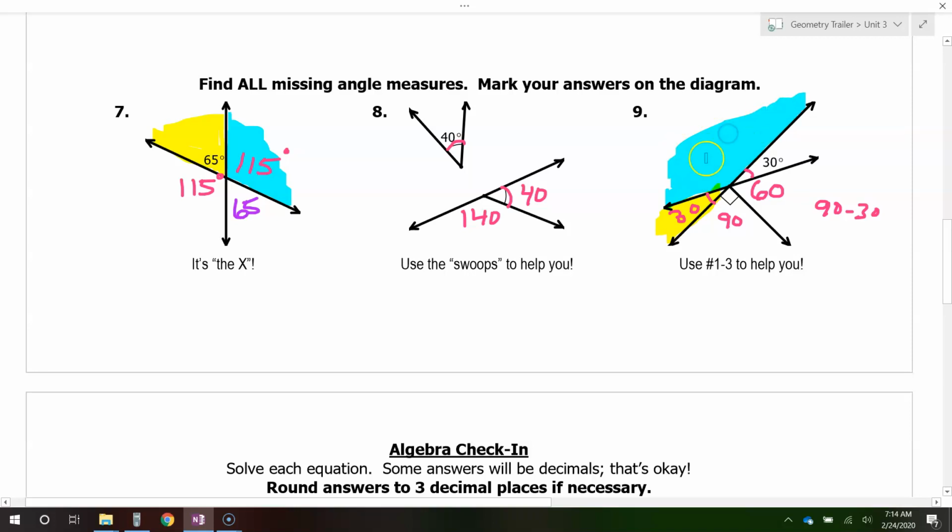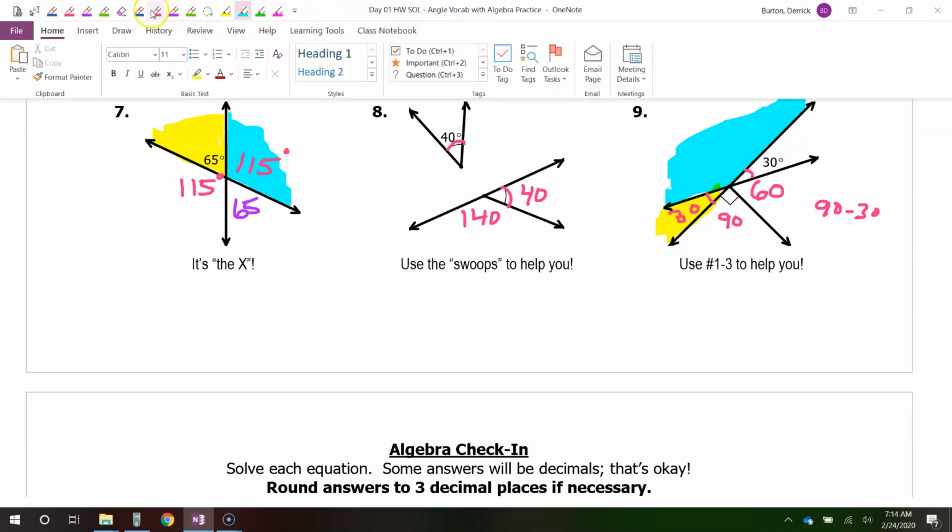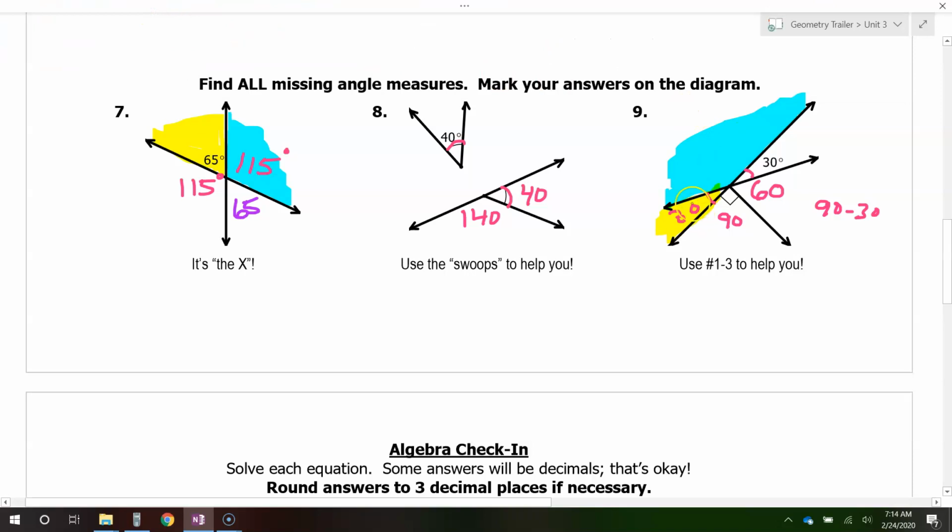How are they going to be related? Can you see that they are a linear pair? See how together they make a straight line? These straight lines are your best friend. So that means they have to be supplementary. So if I want to find the blue angle, I can just subtract from 180. So this is going to be 150 degrees.